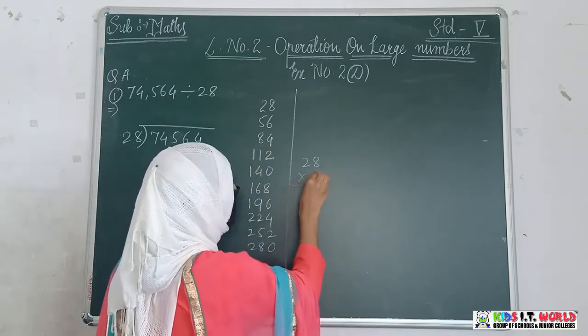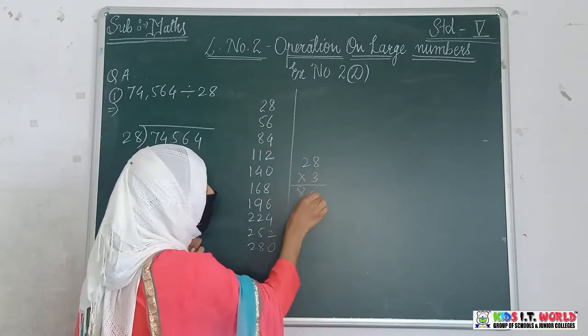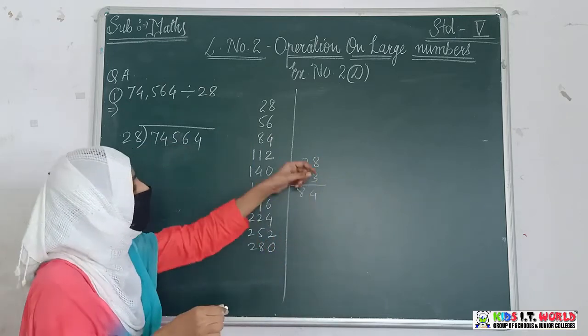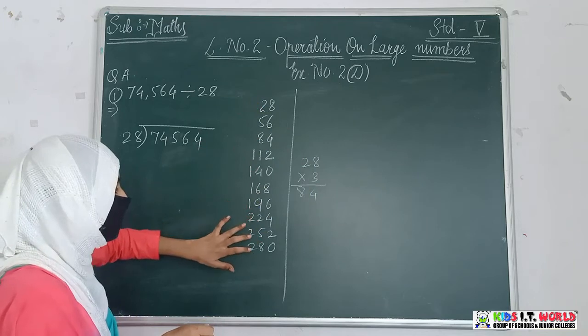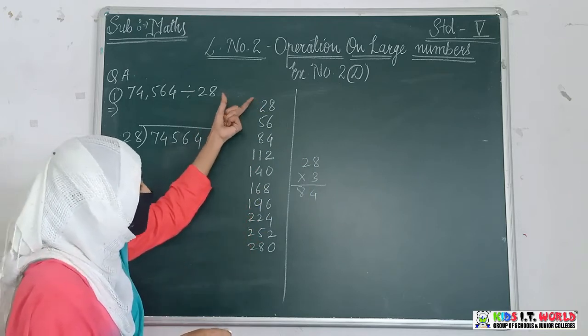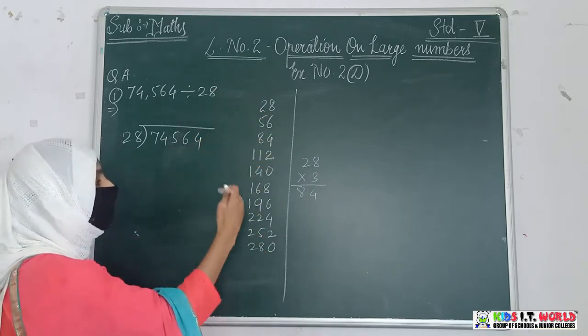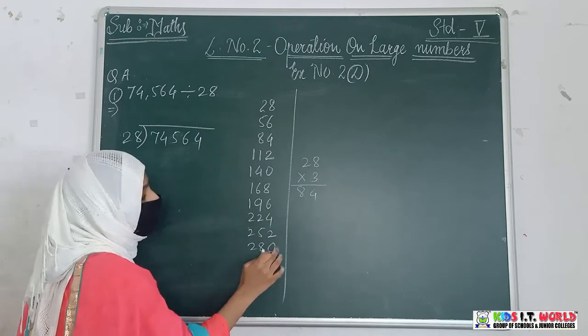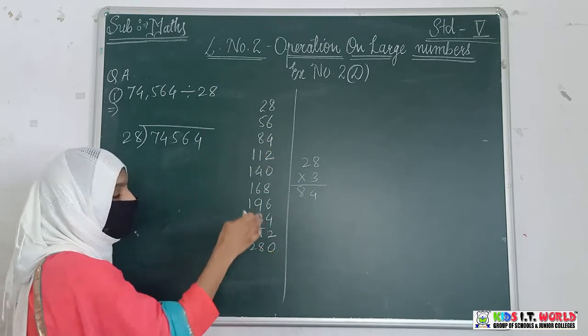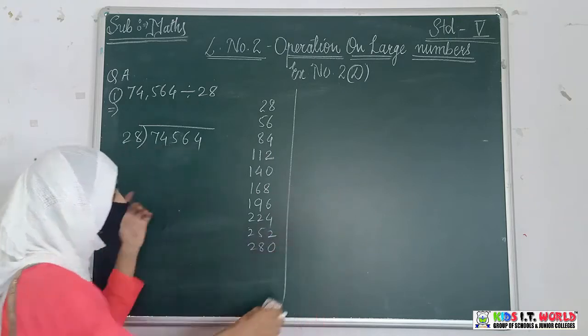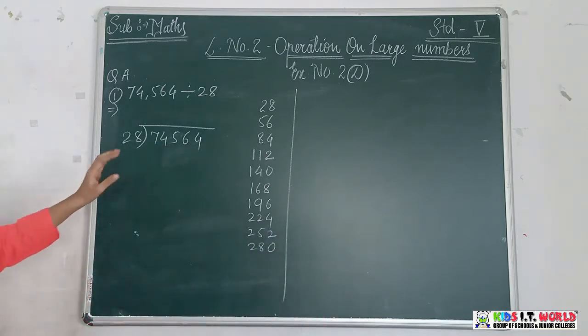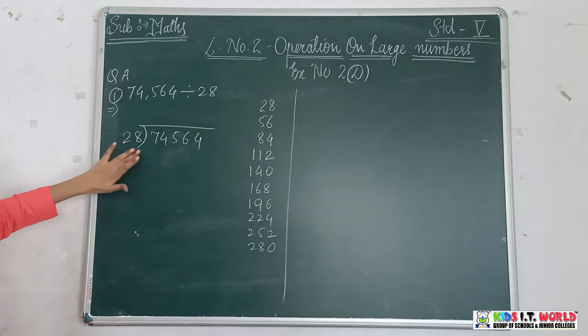Then multiply this by 3, you will get 84. In this way, you can multiply by 1, 2, 3, 4, 5, 6, 7, 8, 9, 10. Multiply this number by 1, 2, 3 and so on till 10. So you will get your complete table. Now coming to the question, here I have written the table. Now observe the table and do the division here.